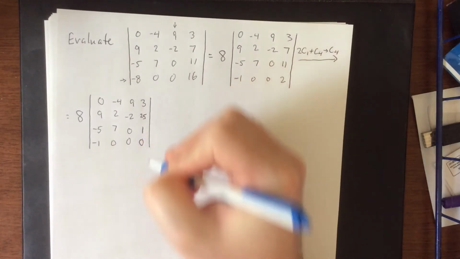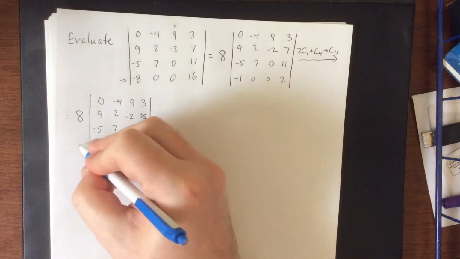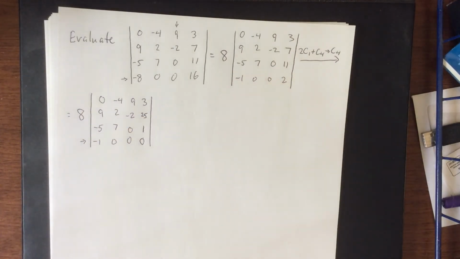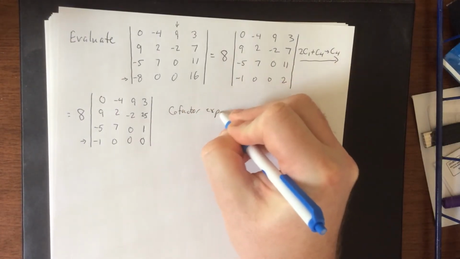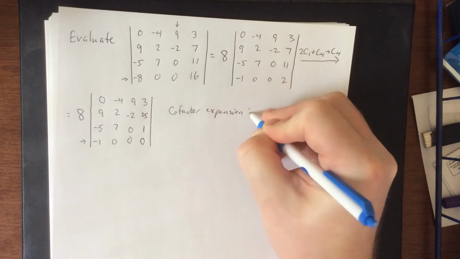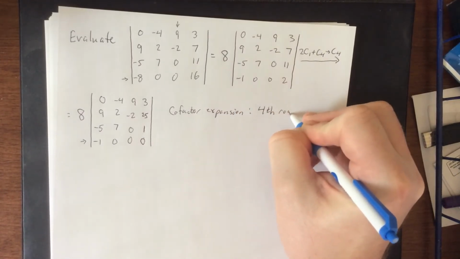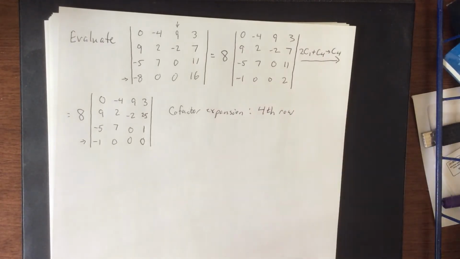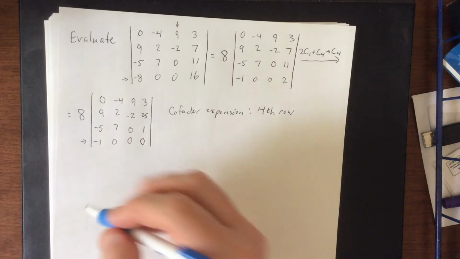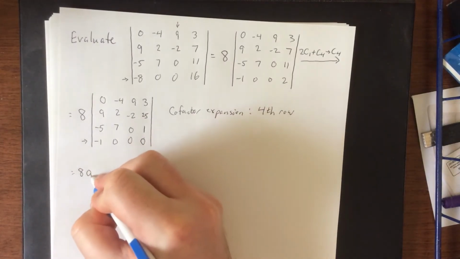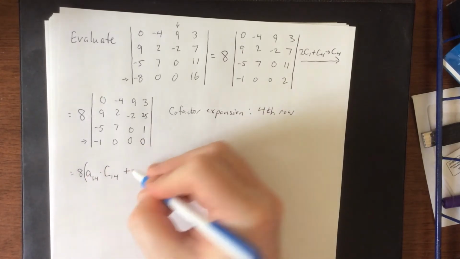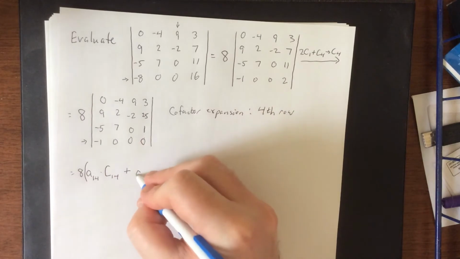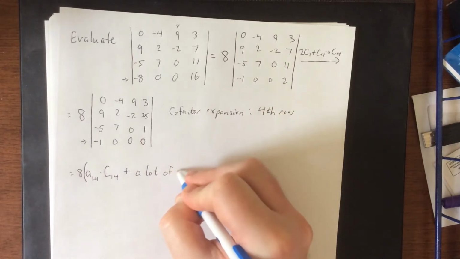Now, the reason I did that is because if we now take a look at our fourth row, we have 1 non-zero entry, and the rest of the entries are all 0. So what I'd like to do is do a cofactor expansion. And we'll be using the fourth row. That way the only non-zero entry that we'll get is from A14. So this will be 8 times A14 times the 1,4 cofactor, plus everything else in here is going to wind up being 0. So we'll just refer to that as a lot of 0.